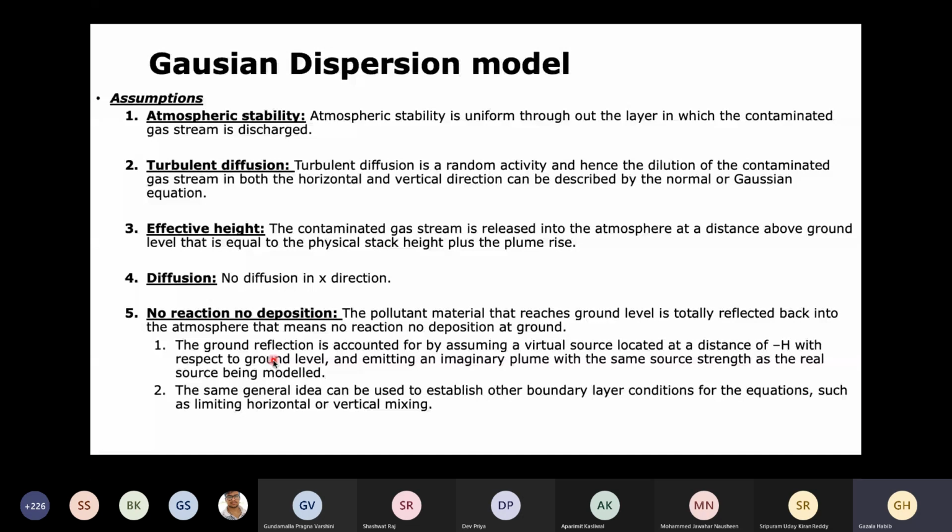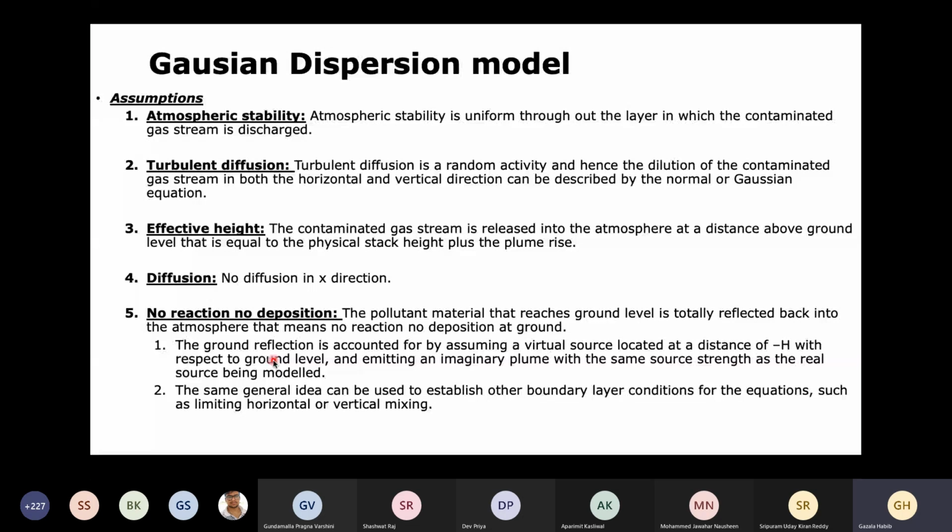with respect to distance. So just one atmospheric stability class would be considered at one time. Okay, so there is no change in atmospheric stability class with respect to time and distance. This is what it is saying.